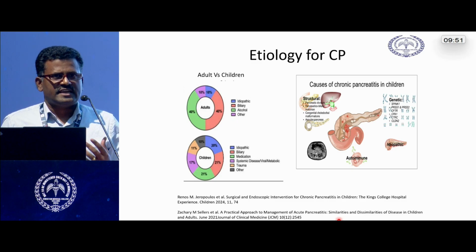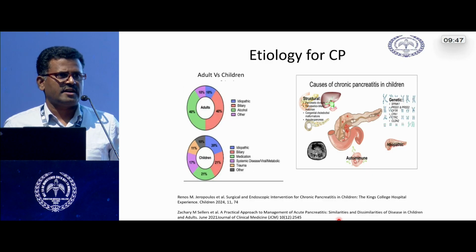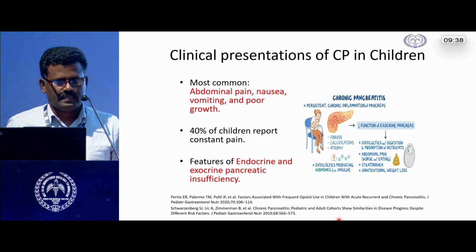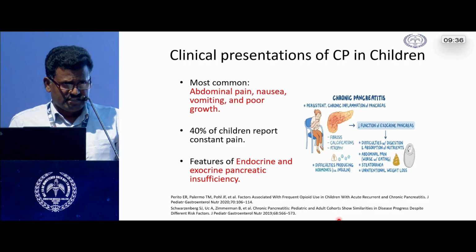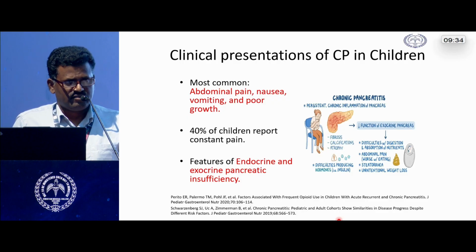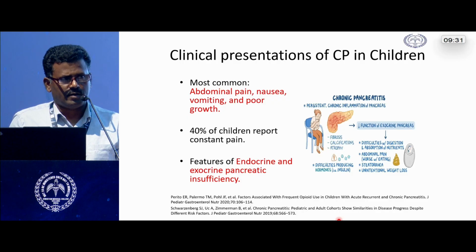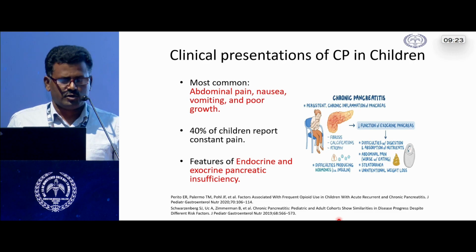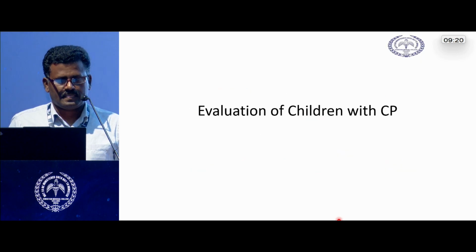And what we earlier thought was idiopathic, which has been labeled as idiopathic, may have a genetic background also. With the development in genetic testing, we can diagnose more and more genetic etiology for chronic pancreatitis. The clinical presentation, as in adults, is more of abdominal pain, nausea, vomiting, and poor growth, and other features of endocrine insufficiency such as diabetes, or exocrine insufficiency like steatorrhea, malabsorption, and weight loss.